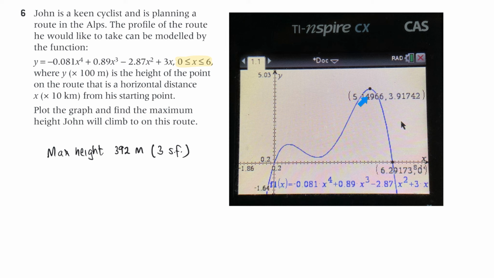Okay, and look, that came straight out with the answer. They told us, all they wanted was the maximum height. This y value measures the height. It was 3.91742. It's in hundreds of meters, so that became 392 meters to 3 significant figures.